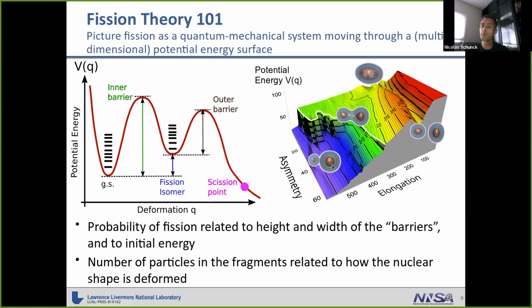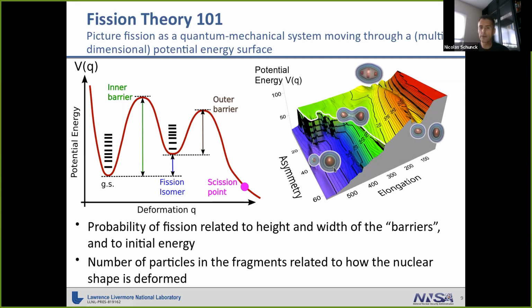The number of particles will be different. So you will have a heavy and a light fragment. And so this is the second important concept, that the number of particles in the fragments can in fact be mapped to the deformation of the nuclear shape. And this is very useful to come up with predictions as to what kind of fission fragments should be produced. Okay, so this is good, but this is still qualitative.